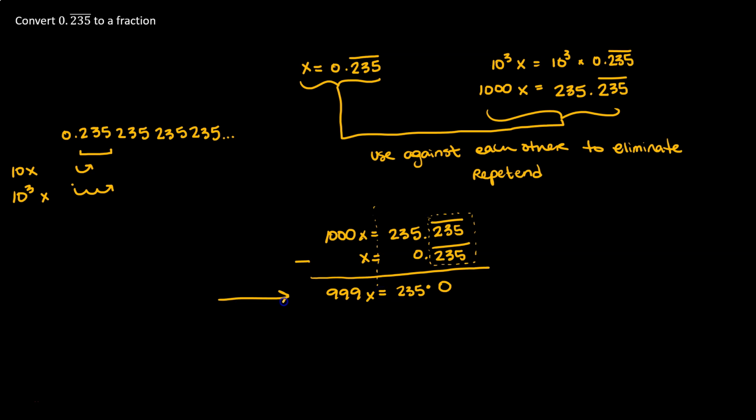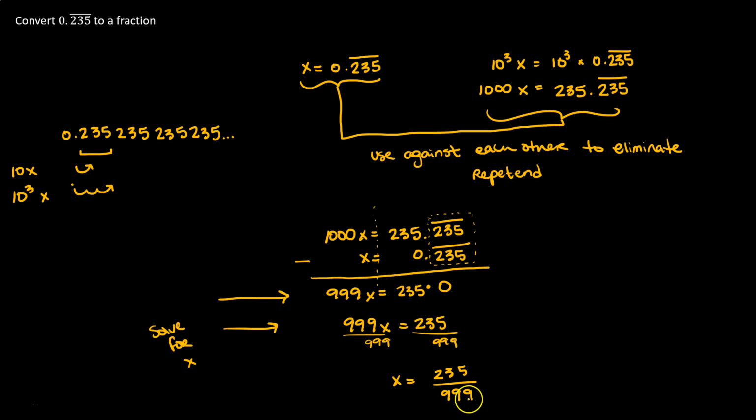Notice that the equation we just created has no repeating notation because we've gotten rid of it. So we have 999x is equal to 235. Now we solve for x. We do that by dividing both sides by 999. And our final answer, well, let's be careful calling it a final answer. We do have a rational number now, but we should always check to see if this will reduce.